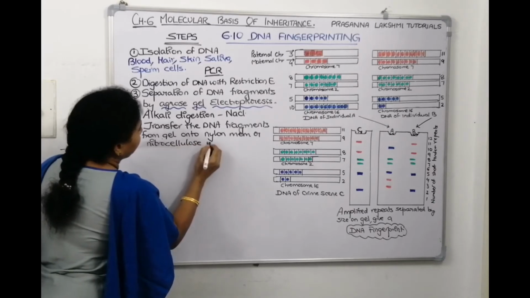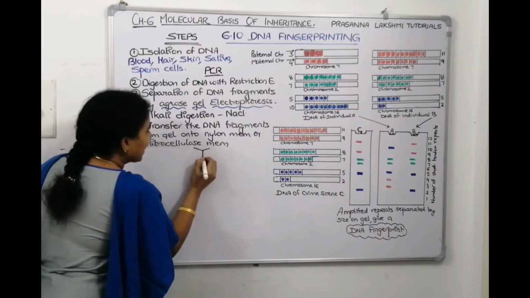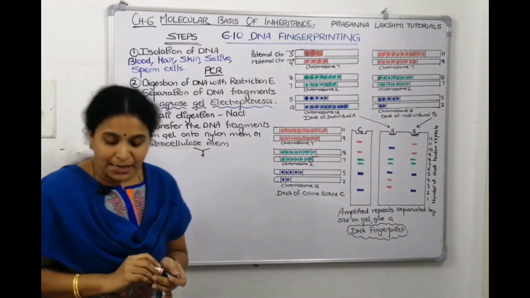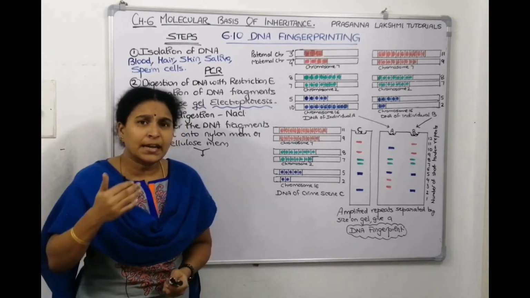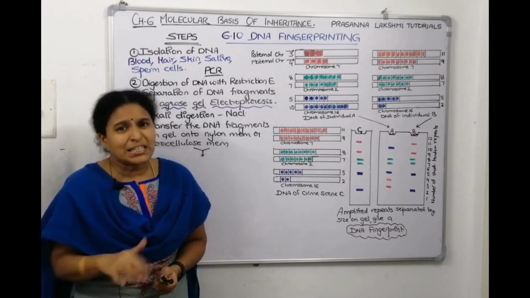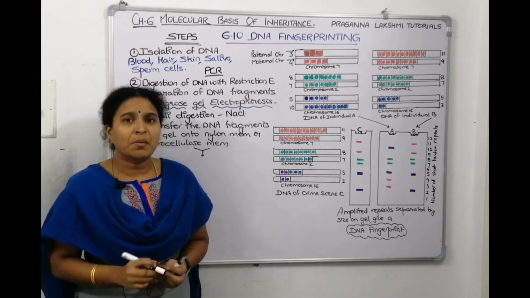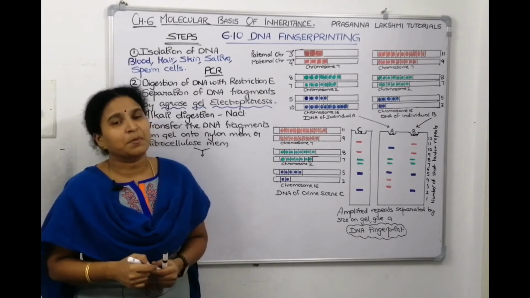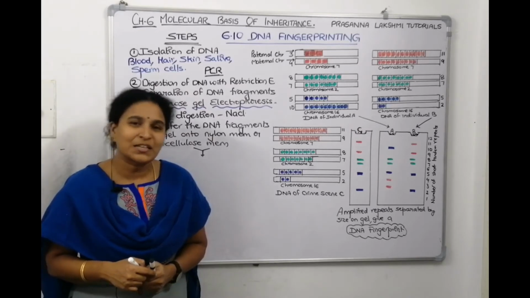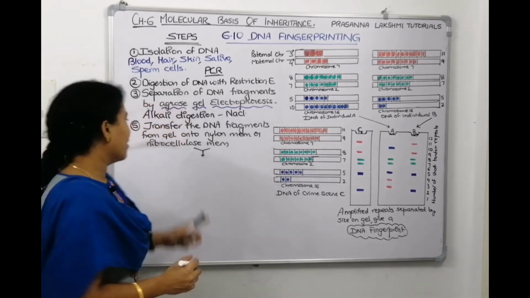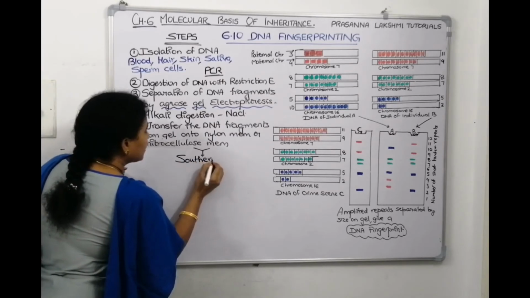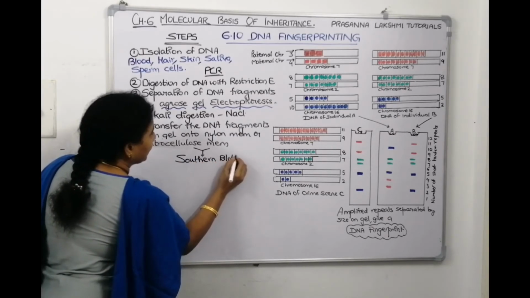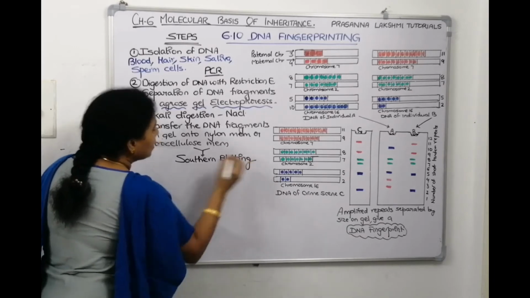Nitrocellulose membrane. Now this technique of transferring the DNA from the gel to an NC membrane or nylon membrane is called Southern blotting. It was developed by a scientist called E.M. Southern. So that's why the technique is called Southern blotting. So what is this technique called? Southern blotting.